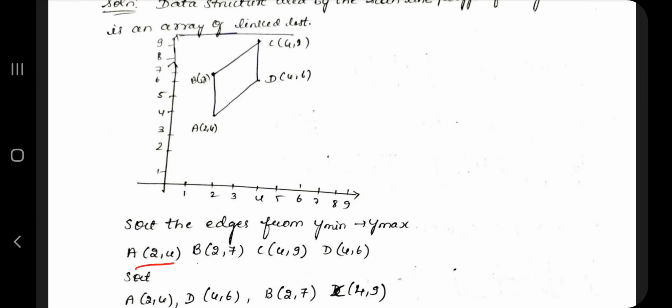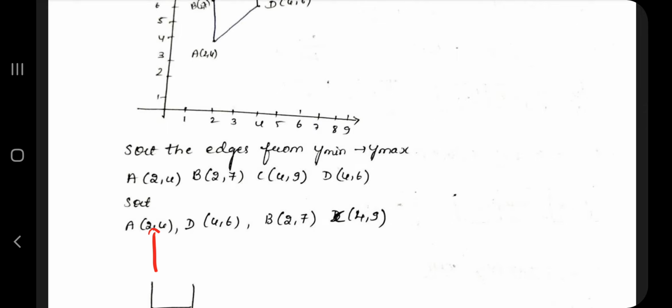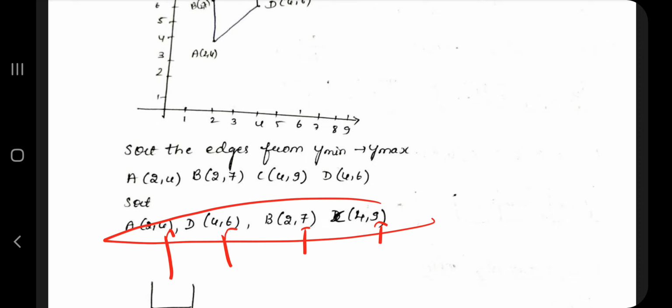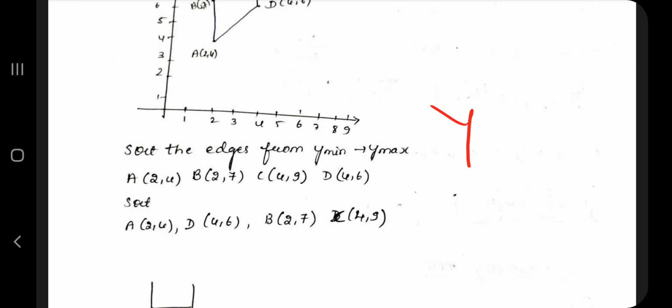Sorting the edges means first you write A, then B, then C, then D, based on the x values. X is 2, 2, 4, 4, and after that you sort. Actually, you have to sort with the y values, not the x values. So 4, 6, 7, 9. You sort based on the y values, and in each iteration you will be doing y plus plus.